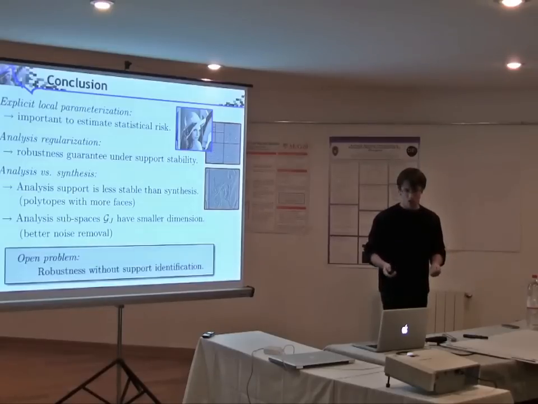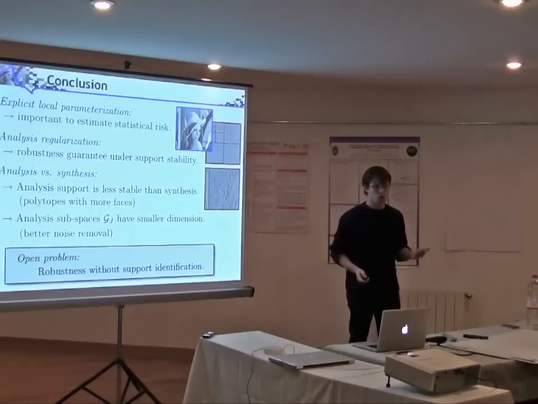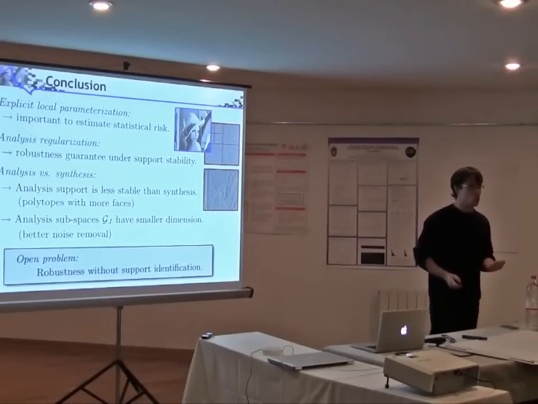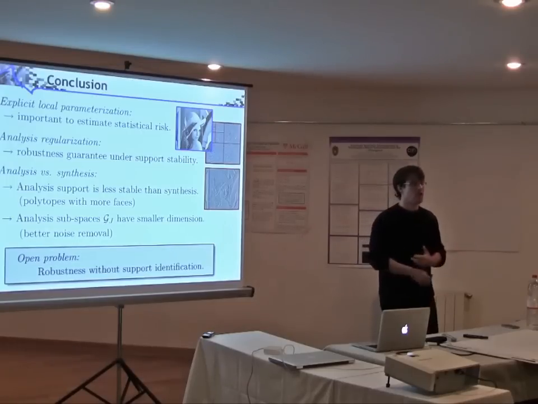And I think a key open problem in the community here is to try to analyze robustness without having such a strong constraint on the support. So maybe some kind of partial robustness, some kind of partial support identifiability. Well, you don't identify exactly the support.